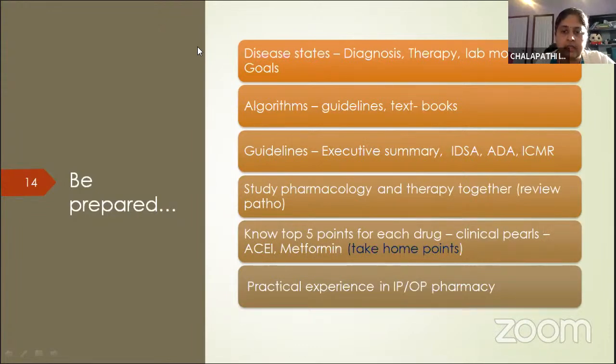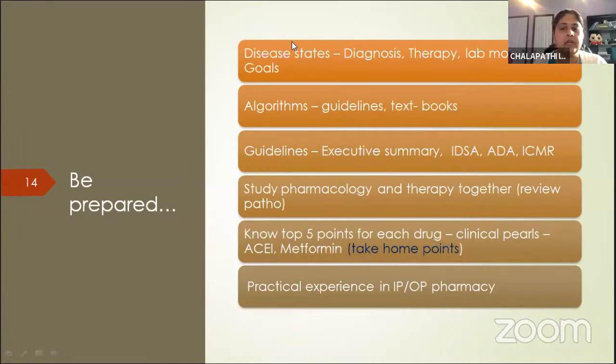And I recommend you to have a folder for every chapter that you're studying. Go to the organization, go to the professional groups, look at their guidelines, look at the position statements. Usually there might be like 50, 100, 120 pages long, but every guideline will have an executive summary of a few pages. So, you skim through those, take a look at those.